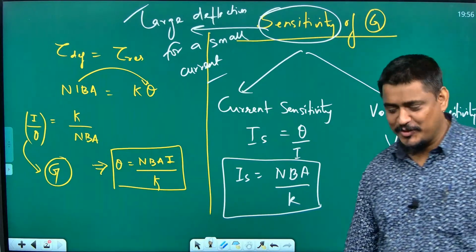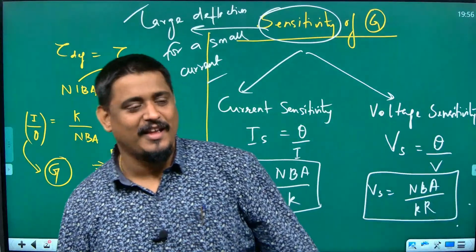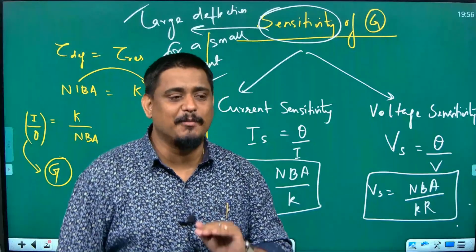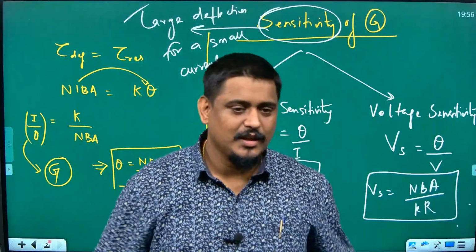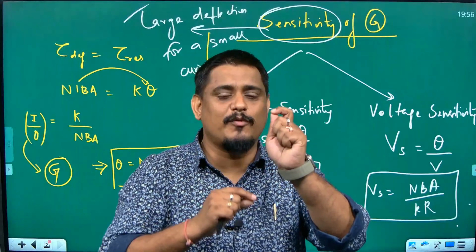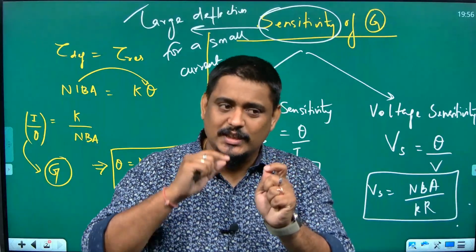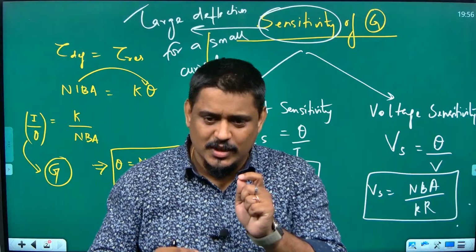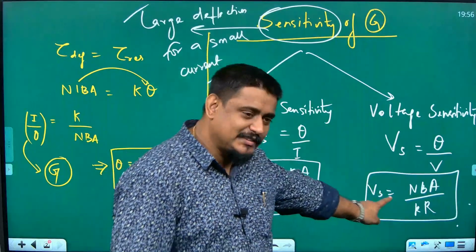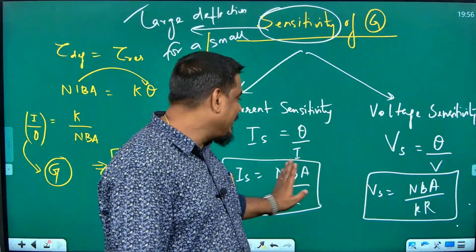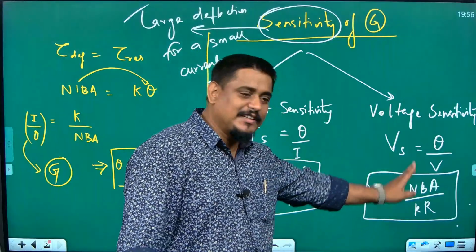Decreases spring constant, very good. Okay, I'll come one by one. You said increasing the number of turns. If you increase the number of turns, more wire is used. More wire means more resistance. Trying to increase N, R will also increase.